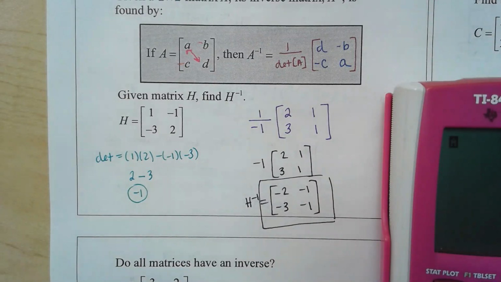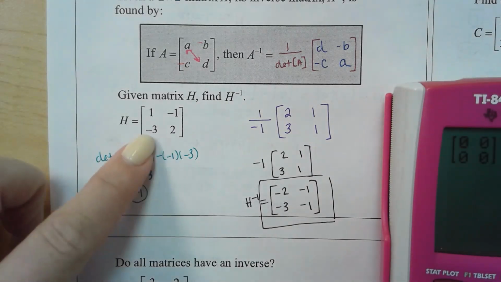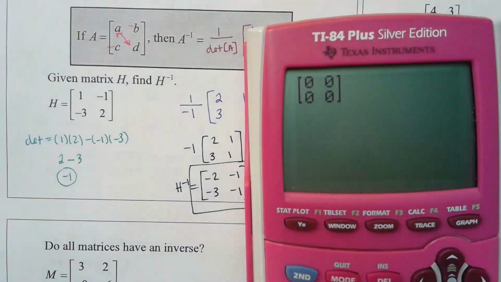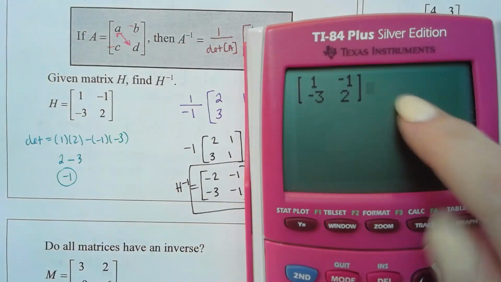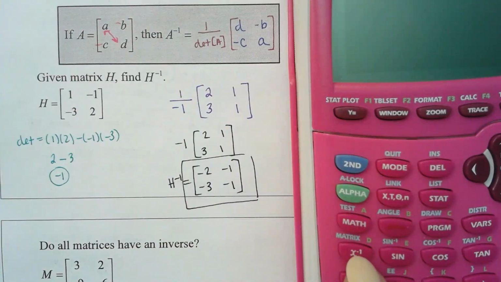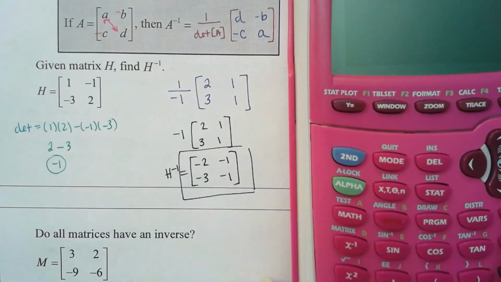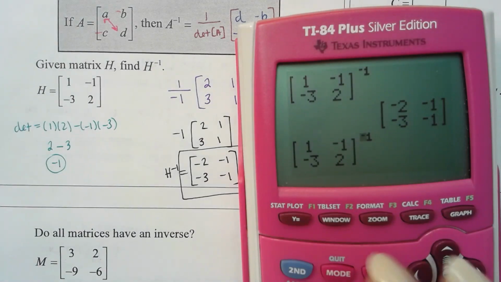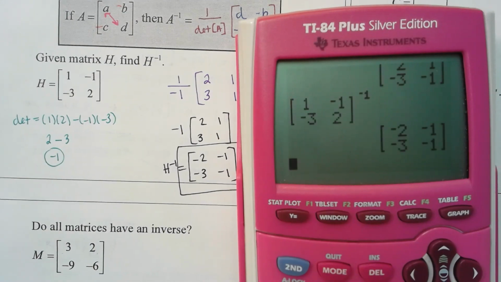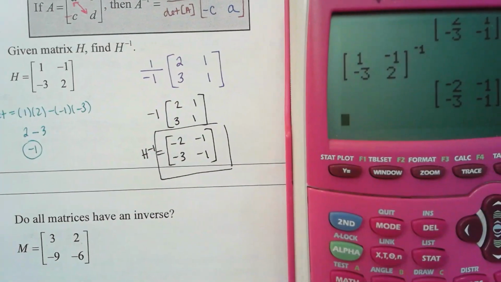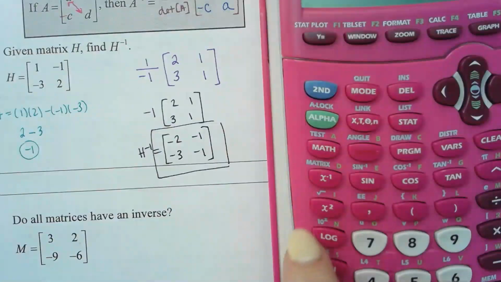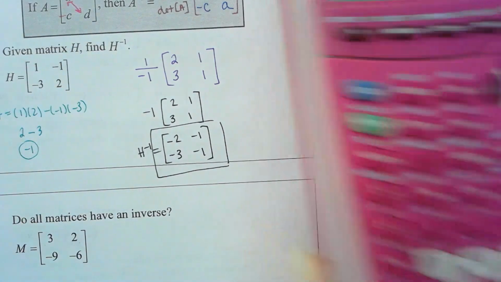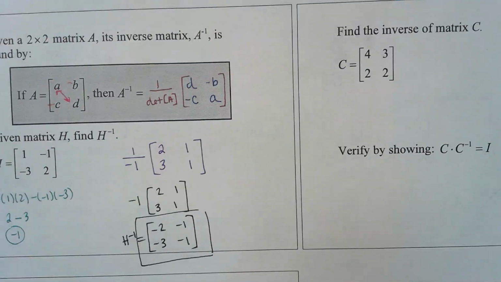Same thing on the 84. I'm going to take my 2 by 2 matrix, which was a 1, -1, -3, 2. I'm going to go to the outside, and then I'm going to hit that button that says x to the -1. I'm going to just check something real quick. I want to see if we can do it like we did on the Inspire. Yes, we can do the same thing on the Inspire. You can either use the caret and raise it to the negative first, or you can use this x to the negative first button. Okay, let's do another one.